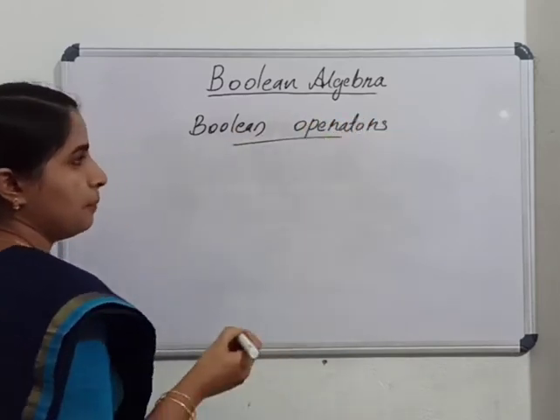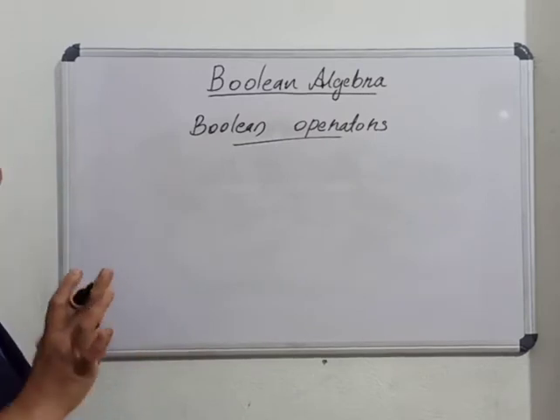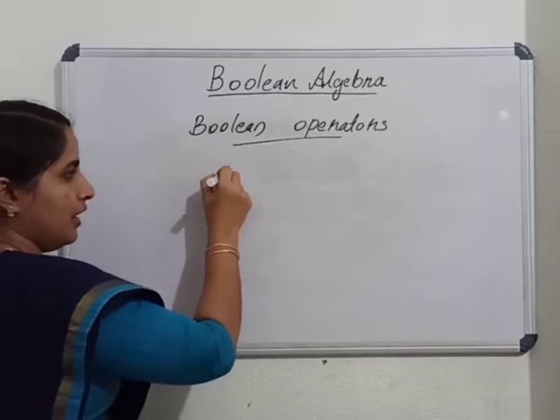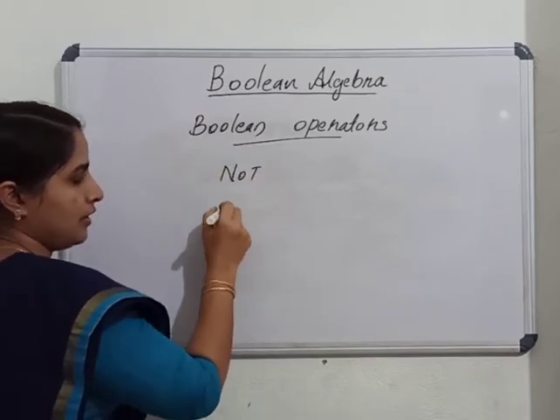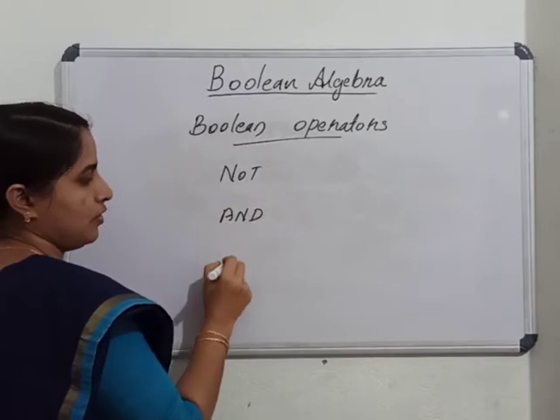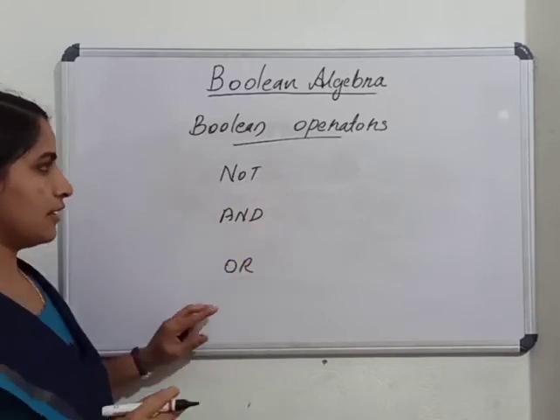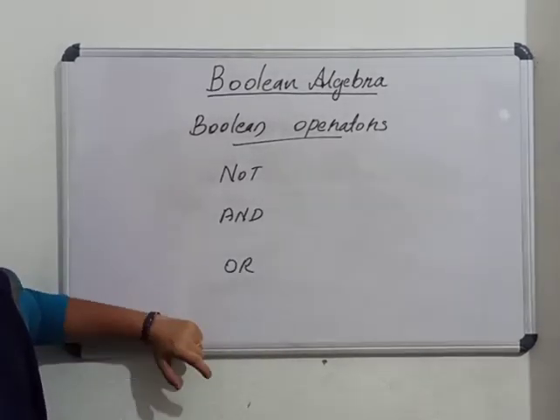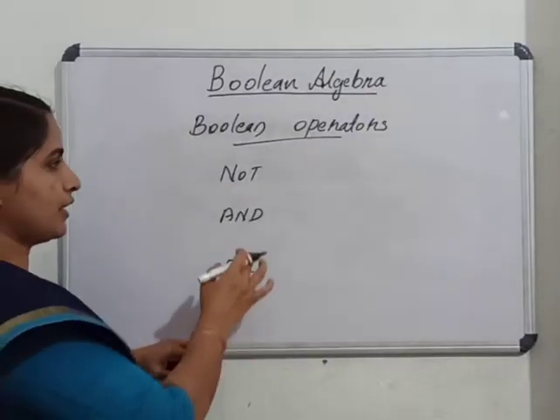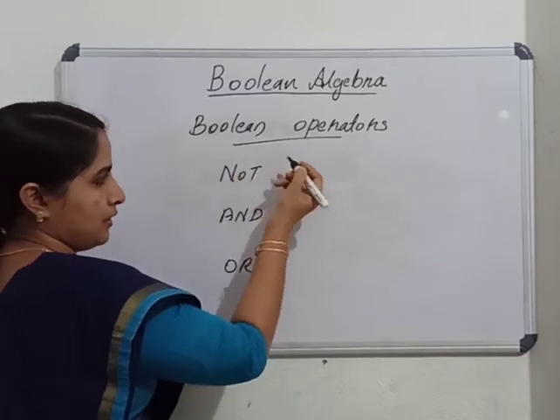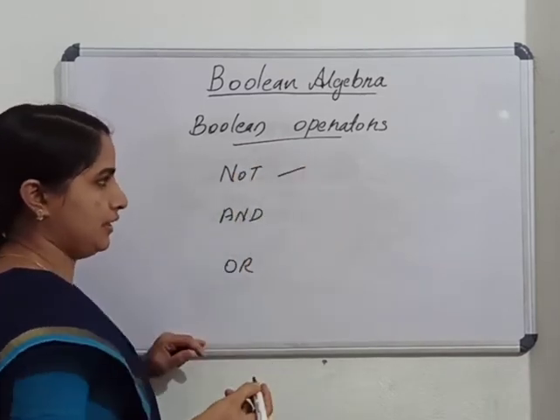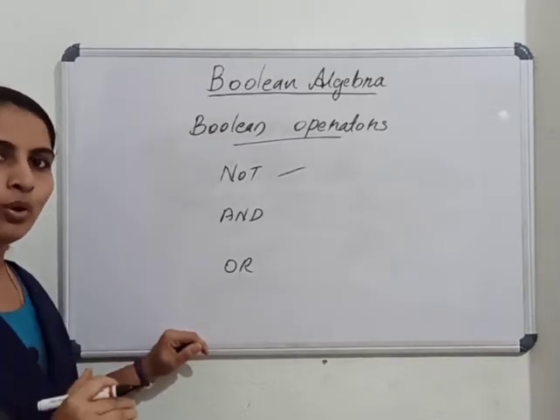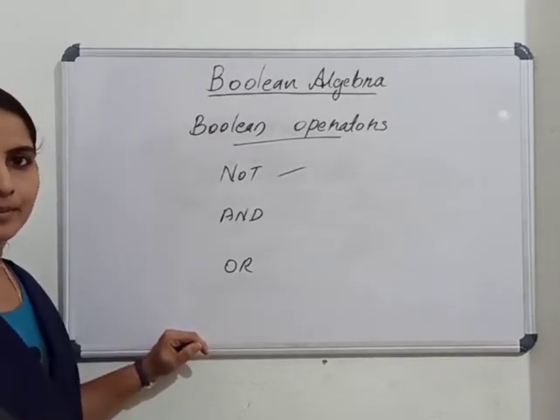So there are mainly three operators. Only three operators in Boolean algebra. They are not, and, or. These are the different operators of Boolean algebra. So first we can see what is a not operator. The not operator is mainly used to represent or show the negation of a statement.